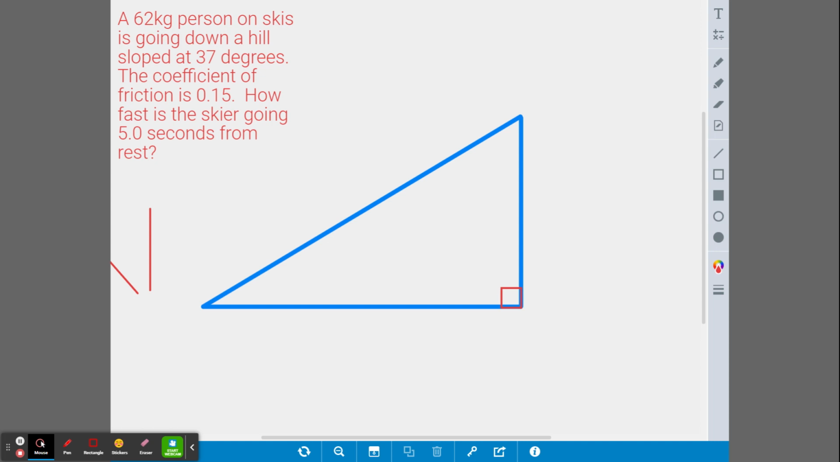So, let's go. We've got a 62 kilogram person on skis, and they're going down a hill sloped at 37 degrees. All right, so we've got a person skiing down a hill. Here's my little person on skis. So they're going down the hill this way. We've got 37 degrees here.